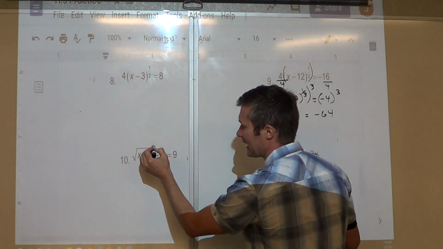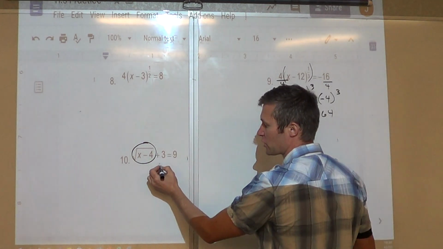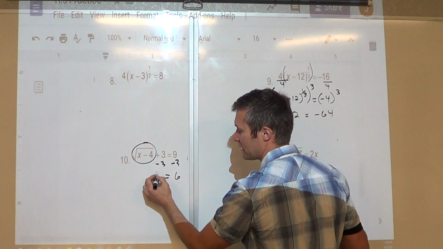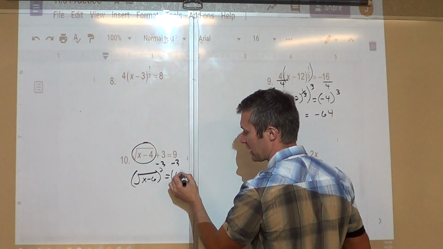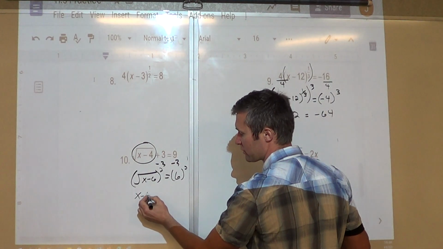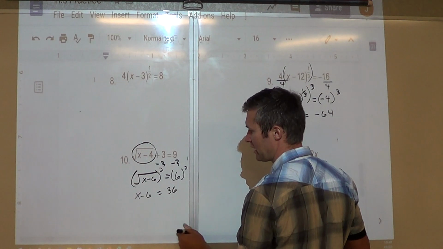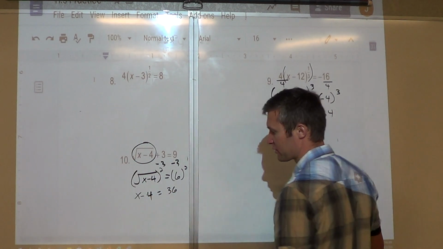Come here, we want to isolate our radical, our square root. So I'm going to subtract the 3. So I have 6 equals the square root of x minus 4, and then we square each side. And you can go through and solve this one. Equals 36, or should be 4, there we go. And then you could go through and solve.